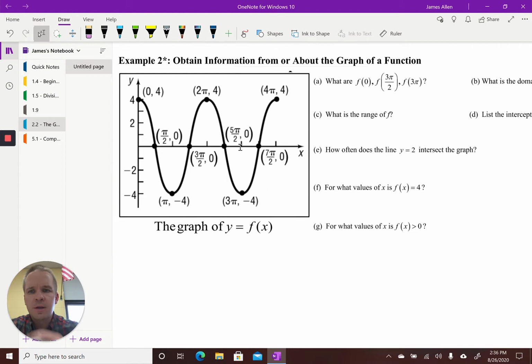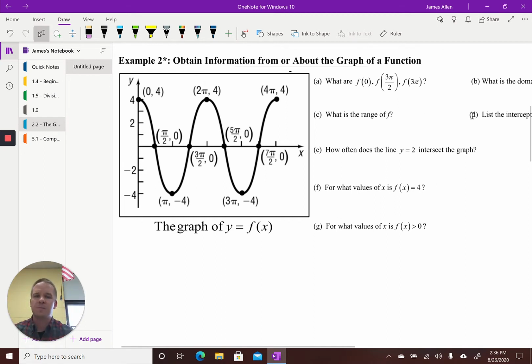All right, so for this one here, we've got a graph. Looks like a cosine or sine function, depending on where you're starting from. I guess if we're starting from here, we're thinking this is more of like a cosine function. And it's been vertically stretched. I like it. Anywho, what are f of 0, f of 3 pi over 2, and f of 3 pi?